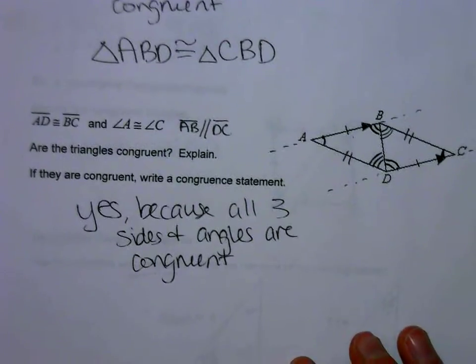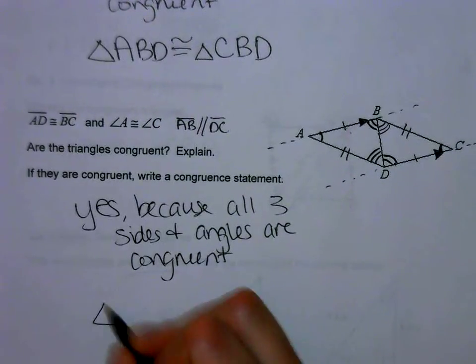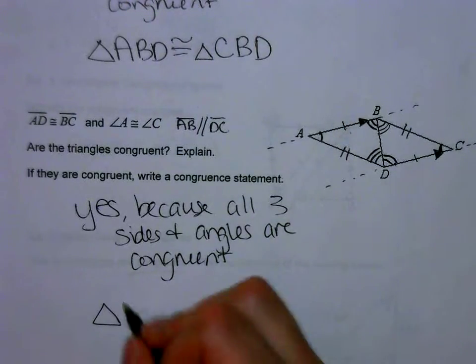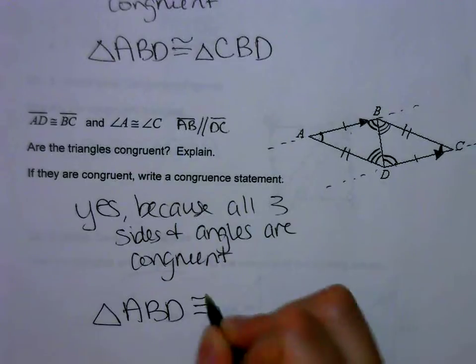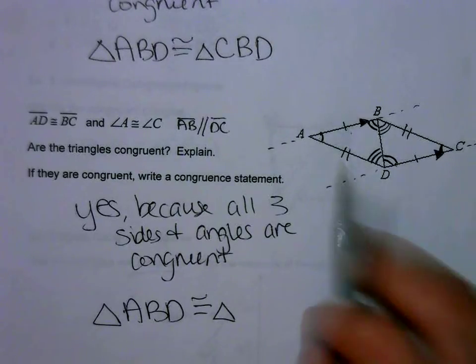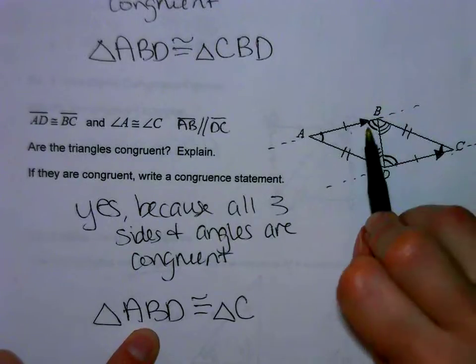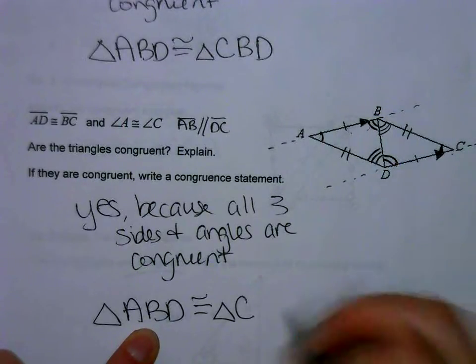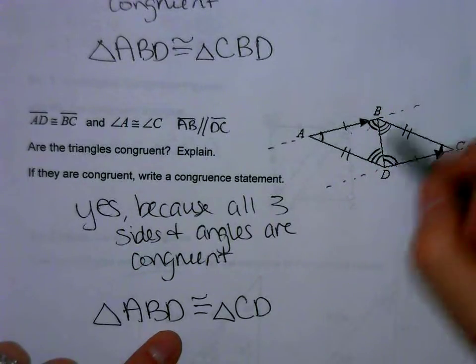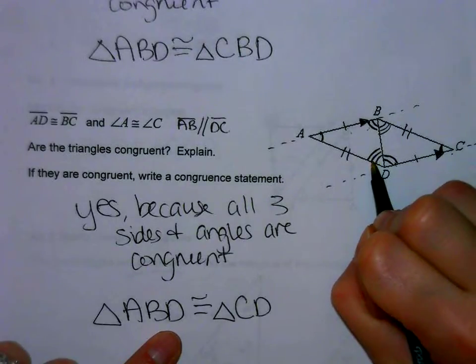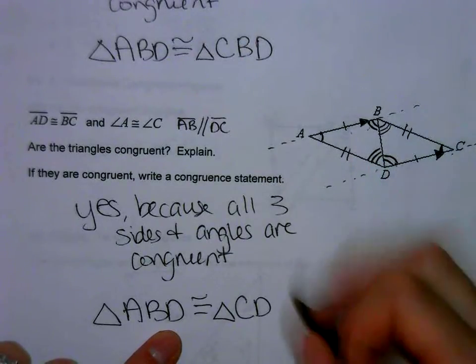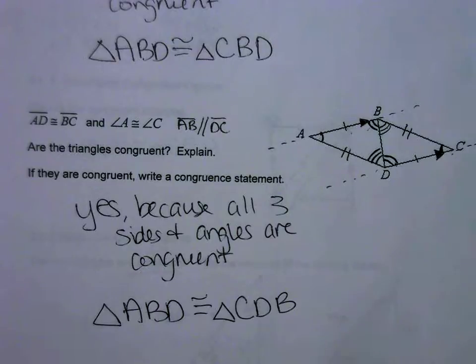So if we need to write our congruent statement, we have triangle ABD is congruent to triangle: A is congruent to C. B in this triangle is congruent to D in the next. D in the first triangle is congruent to B in our second. So triangle ABD is congruent to triangle CDB.